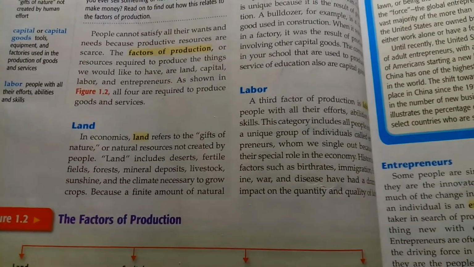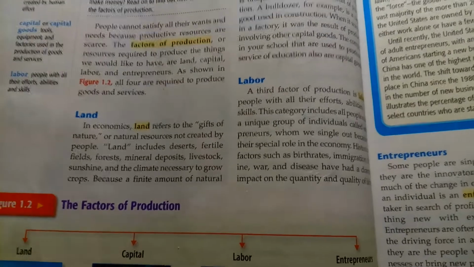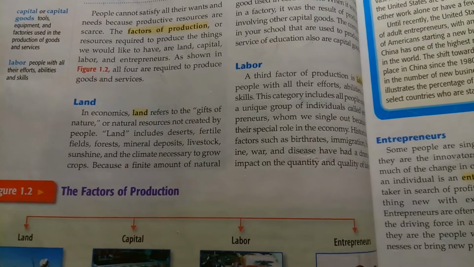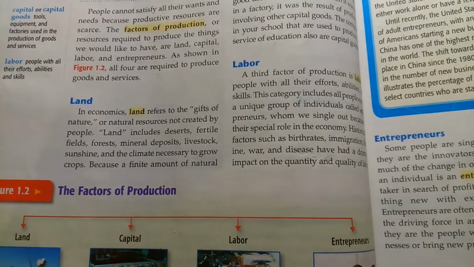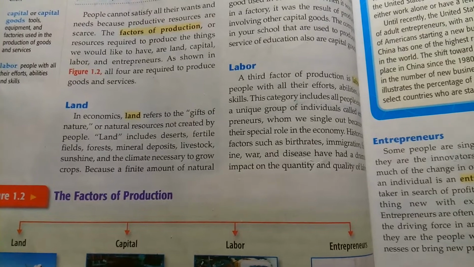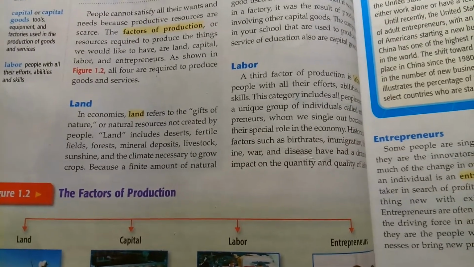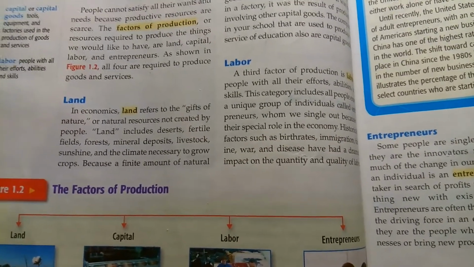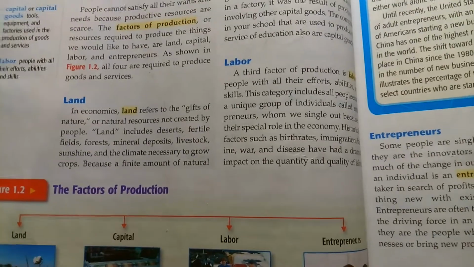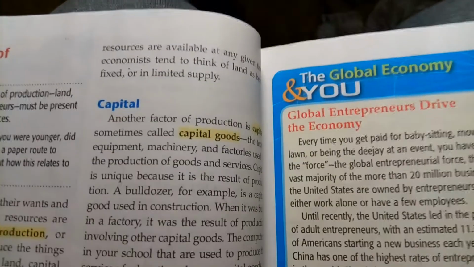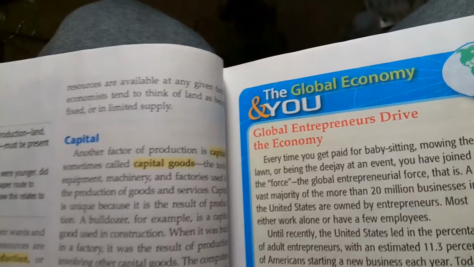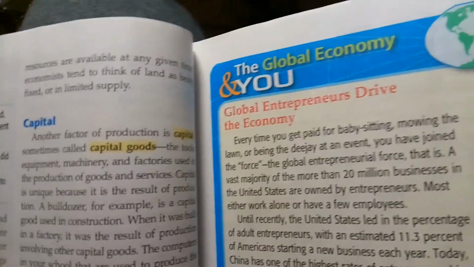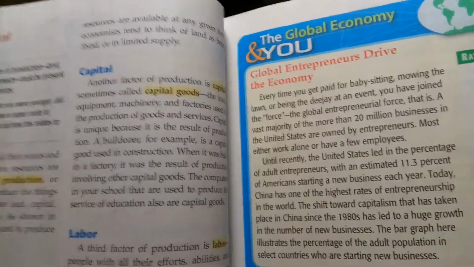In economics, land refers to the gift of nature, or natural resources not created by people. Land includes deserts, fertile fields, forests, mineral deposits, livestock, sunshine, and the climate necessary to grow crops. Because a finite amount of natural resources is available at any given time, economists tend to think of land as being in fixed or limited supply.